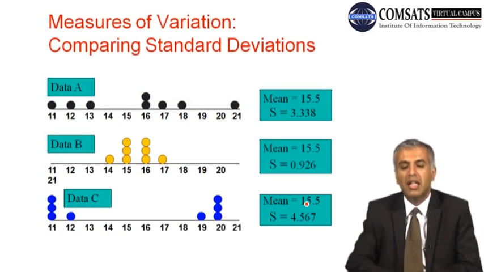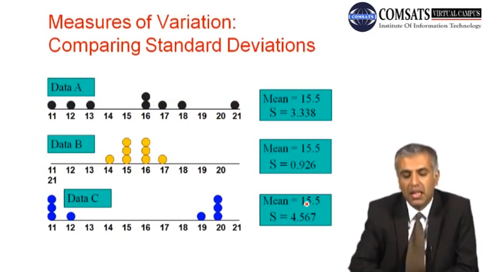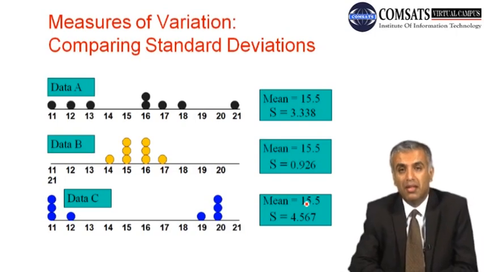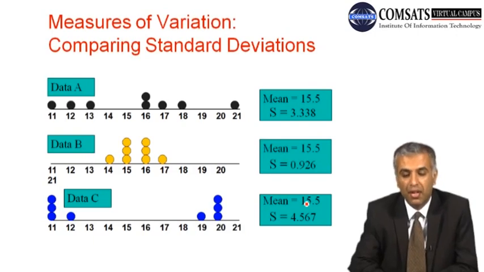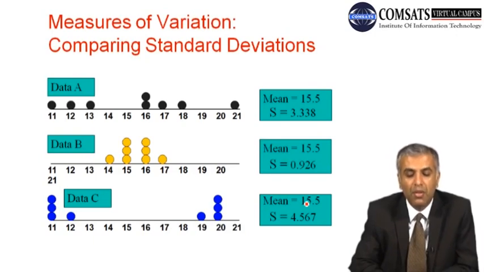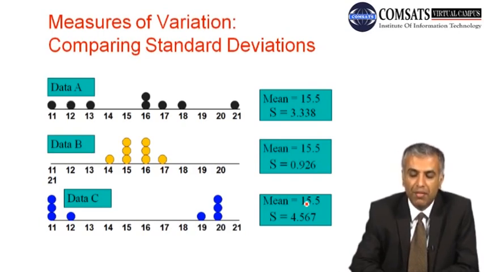Now here we are seeing some different examples having different data sets and different data spreads, but due to the nature of their data spread, their standard deviation is also different. Let's say in case of data A, we are presented with a set of values ranging from 11 to 21. The mean in this case is 15.5, and the standard deviation is 3.33, which is a bit higher compared to other values here.